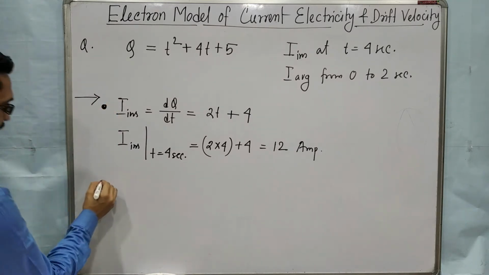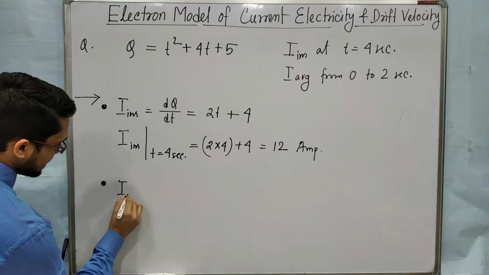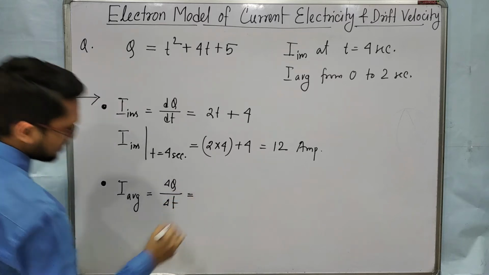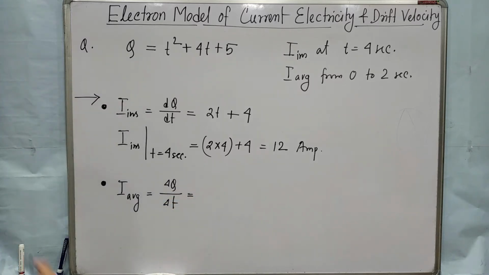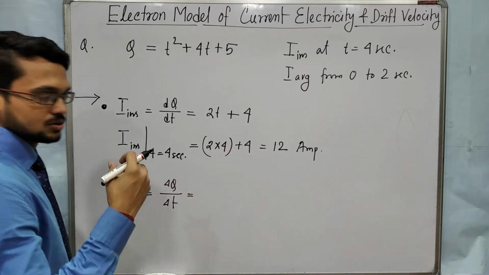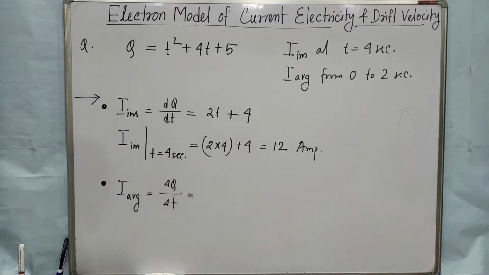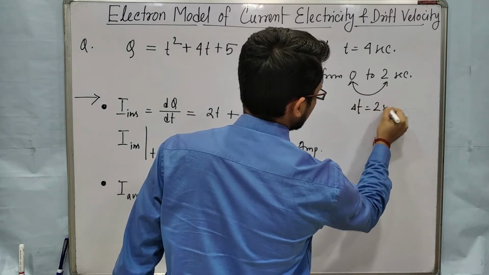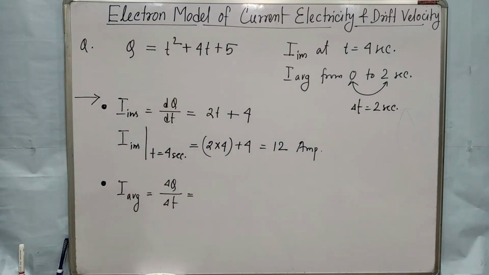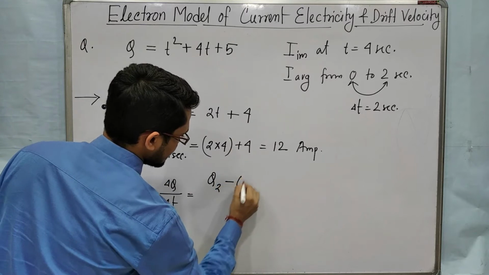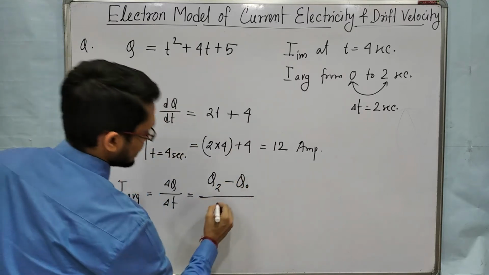And average current means delta q by delta t, like average velocity is delta s by delta t. In the same way, I average means the total charge that flows through any cross section in the time interval delta t. Here the time interval is delta t equal to 2 second. So you have to find delta q. How will you find it? q at 2 second minus q at 0 second, and delta t is 2.